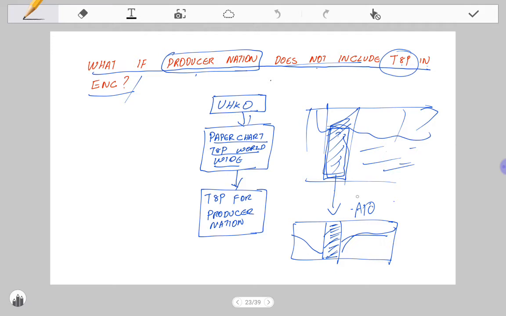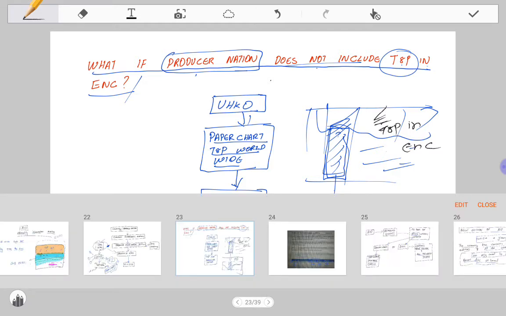Okay, all these areas have TNP in the ENC only, by the producer. So when the AIO layer is formed, for all those areas, there is no AIO.